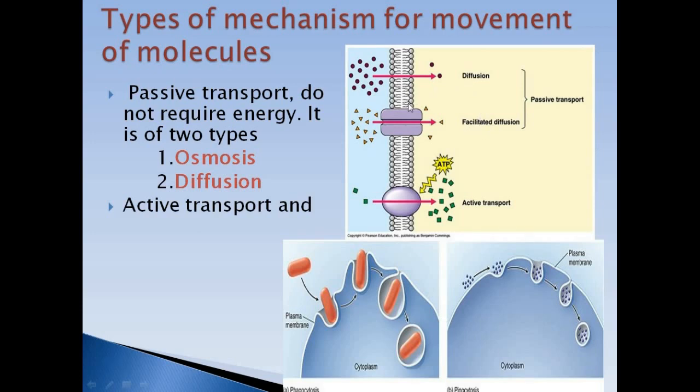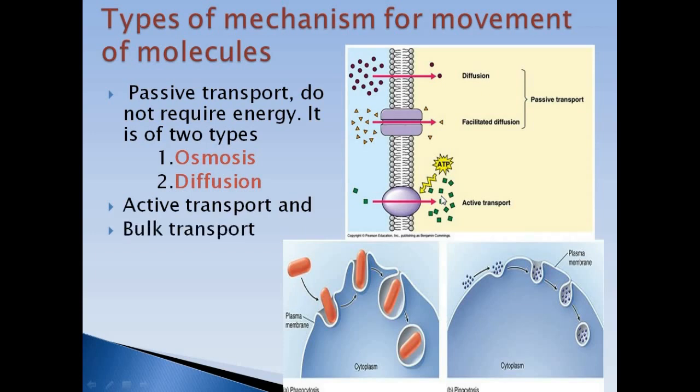All these are the types of passive transport. The second one is active transport. In active transport, the movement is against the concentration gradient, that is, from low concentration towards high concentration. So to push the molecules against their concentration gradient, energy is required. This energy is usually provided by ATP. This type of movement, where molecules move from low towards high concentration, is called active transport.